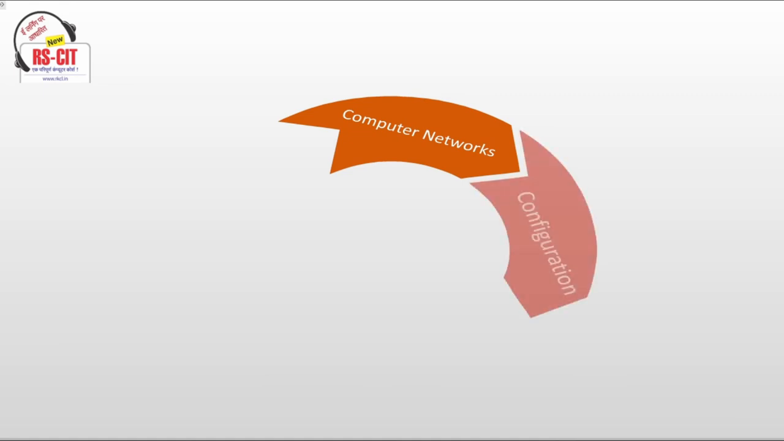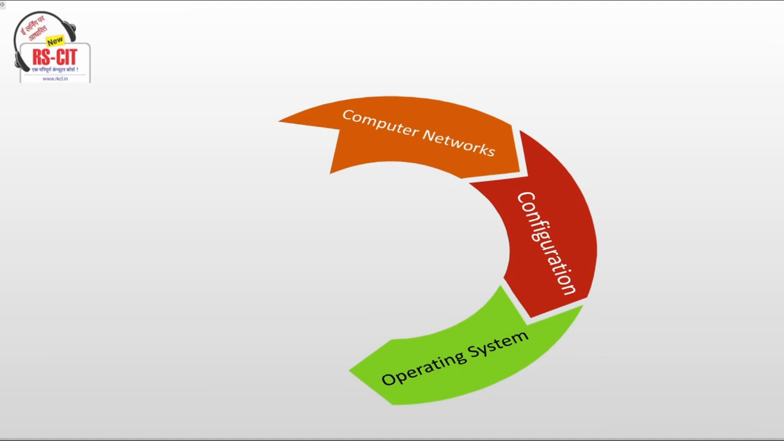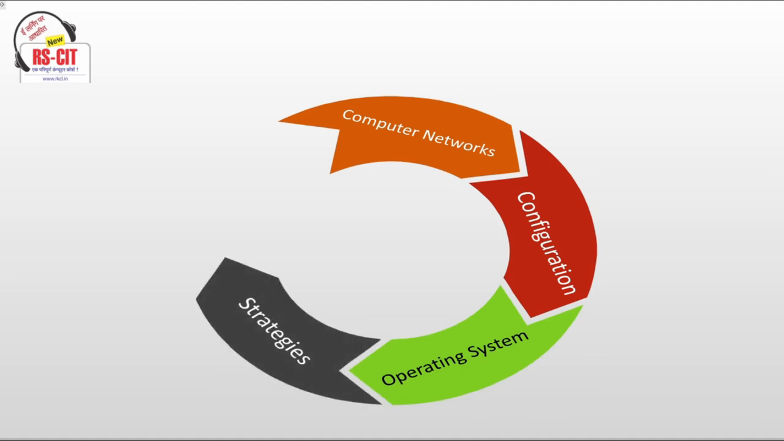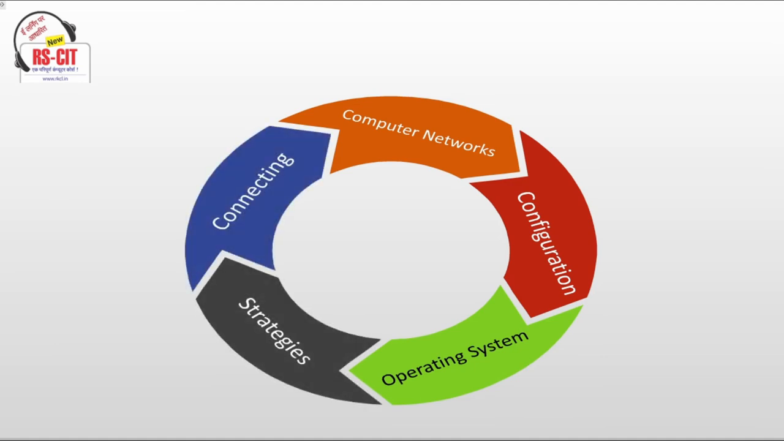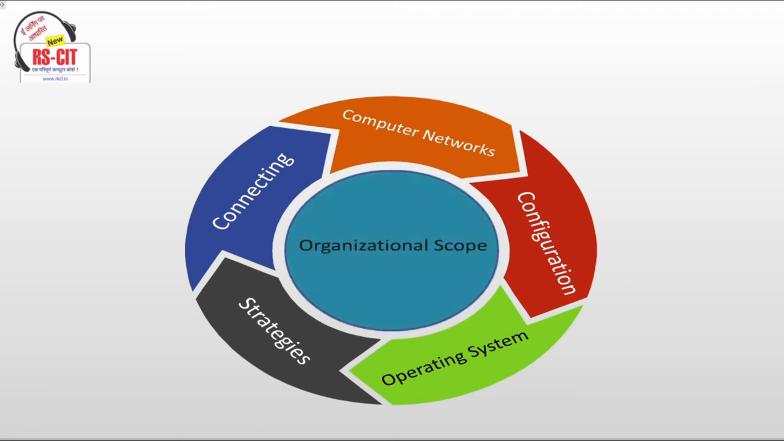Organizational scope. Computer networks in organizations have evolved over time. Most large organizations have a complex and wide range of different network configurations, operating systems, and strategies. Integrating or connecting all of these networks is a big task. There are various types of internet technologies which are deployed by organizations. Let's discuss them one by one.